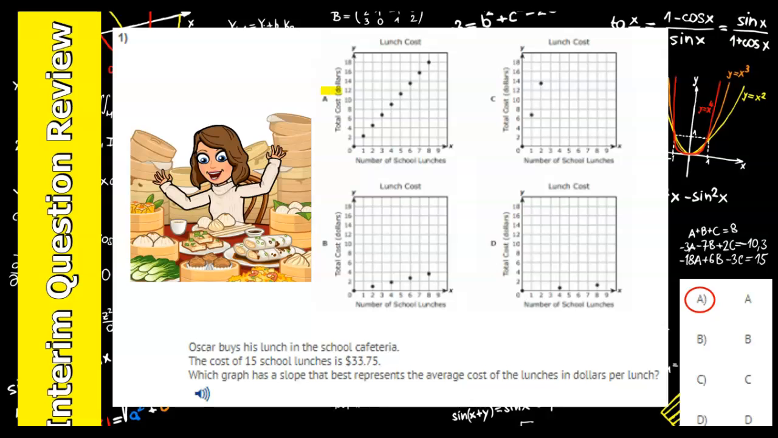Okay, so let's take a look. It says Oscar buys his lunch in the school cafeteria. The cost of 15 lunches is $33.75. The part that is difficult about this question is that 15 lunches is not on the graph. It only goes up to 9 lunches. So what did you guys do? What did you do to solve here for maybe one lunch?